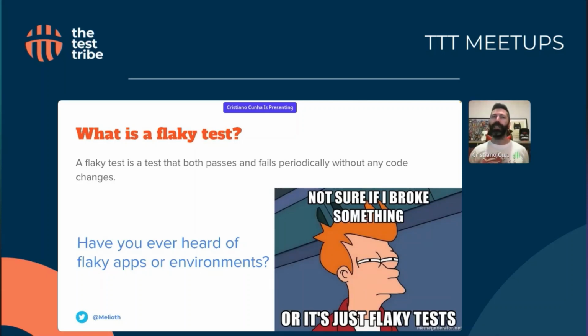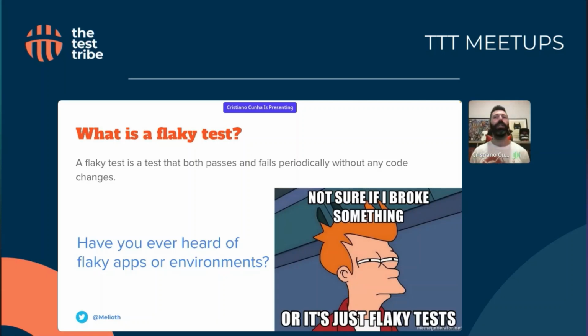Because when flakiness happens on those two different applications or environments, we don't call them flaky, we solve it, right? So why were we so fast in gluing this flaky to testing? And that is why I'm here.